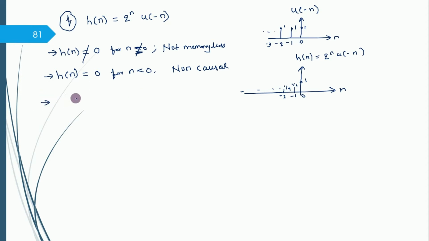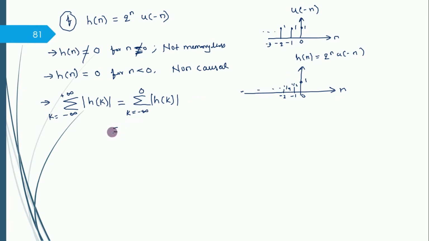Now then comes stability. It is a discrete time system, hence you need to use a summation, k ranging from minus infinity to plus infinity, mod of h of k should be less than infinity. So here the summation k ranges from minus infinity till 0, because from 0 onwards the value of h of k is 0 itself, hence I take it at 0. So h of k, this is the expression for the given problem.